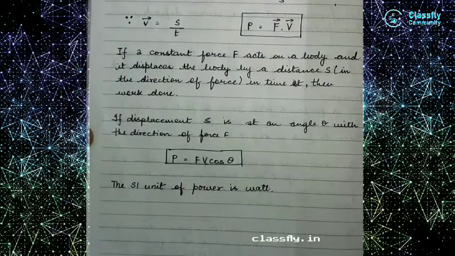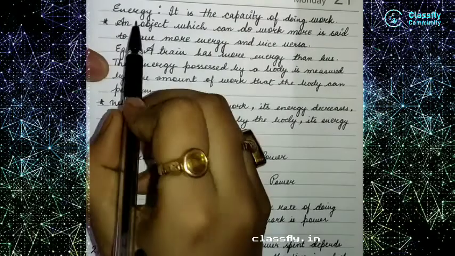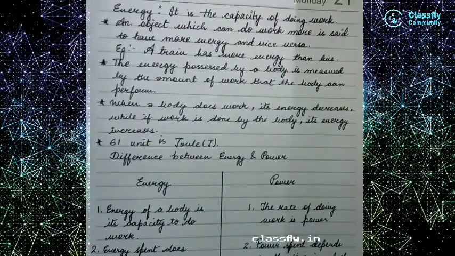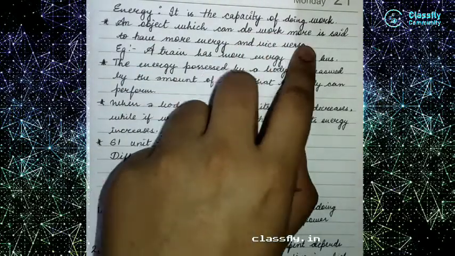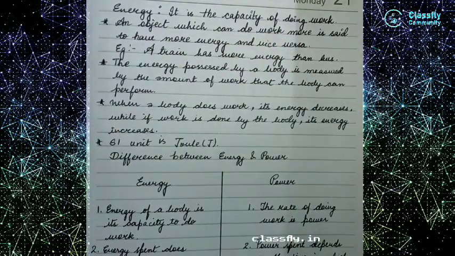Now let's move on to the energy portion. So see, energy is the capacity of doing work. That means it only depends on how much work is done. It doesn't depend on the time. An object which can do more work is said to have more energy and vice versa. That means an object which works more will have more energy.